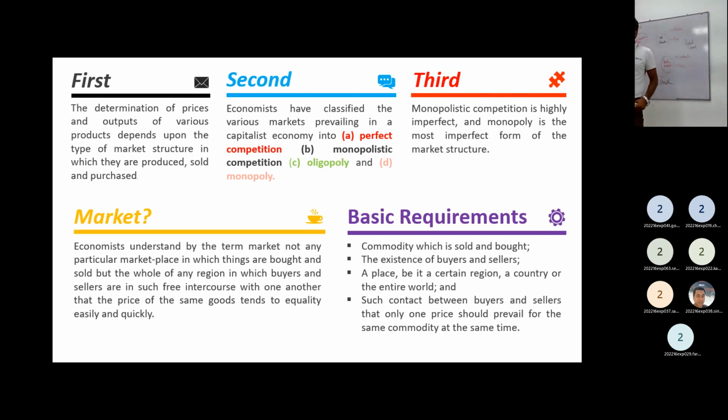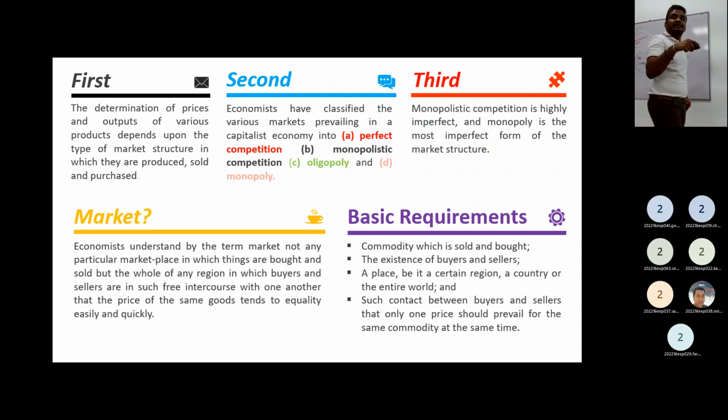First one is there must be a product, there must be a commodity. And the second one is sellers must be there and the buyers must be there. And the third one is better to have a place, but it is not essential. And the last one is the same price must be there for the same product. Can you see the final one? In the world, I mean, not only Sri Lanka, the other countries as well.